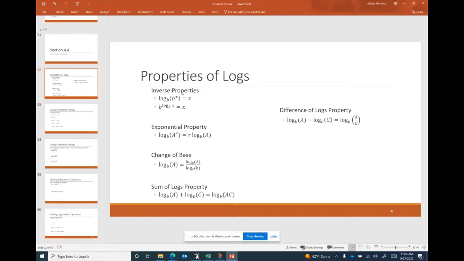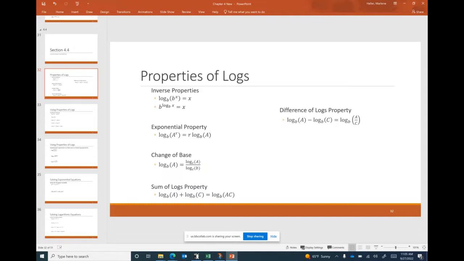We have the inverse properties. That first one just says that when the base of a logarithm is the same value of an argument with an exponent on it, that will simplify to just the exponent. And then we have the other inverse property that says when we have an exponential expression and the base is the same as it is in the exponent as a logarithm, that will also evaluate to x.